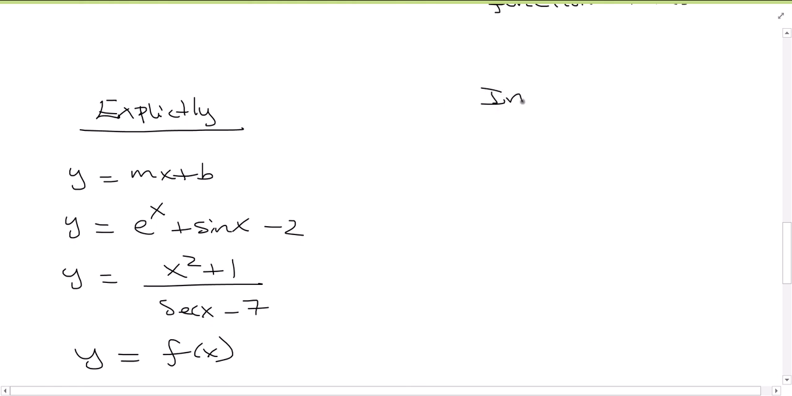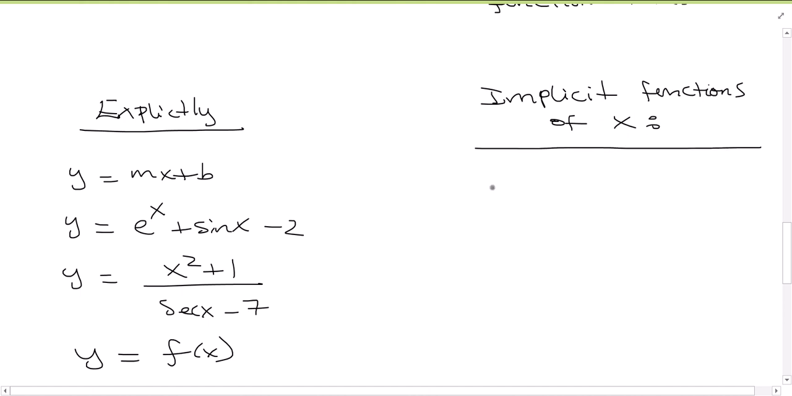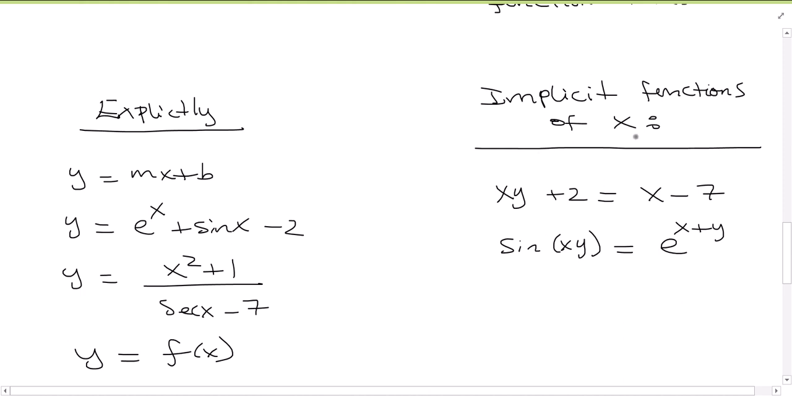Now, when I talk about implicit functions, it will be when I don't solve for y. So I will have something like xy plus 2 equals x minus 7. Right, so I don't solve for y. Or I could have sine of xy equals e to the x plus y. So this will be saying that y is a function of x, but I'm not saying y equals f of x. And so I could have like y times cosine of x equals e to the x minus xy.